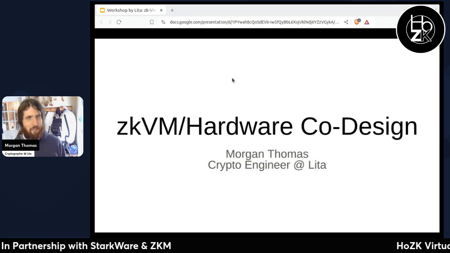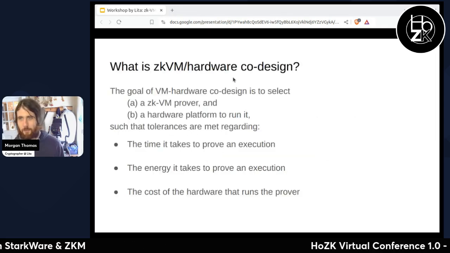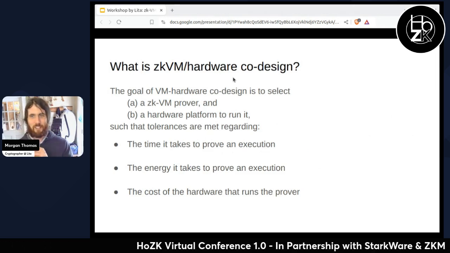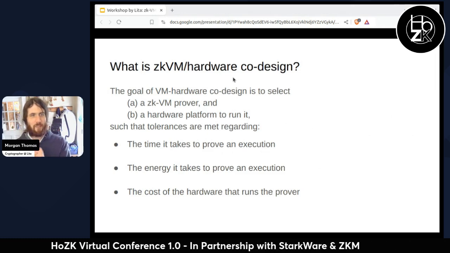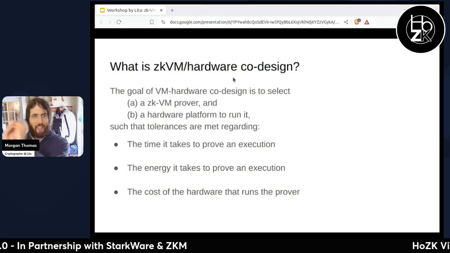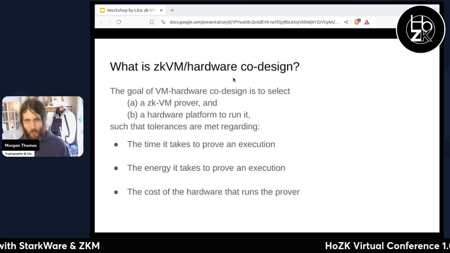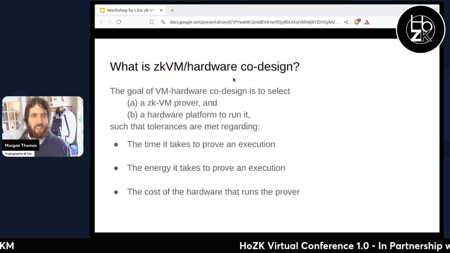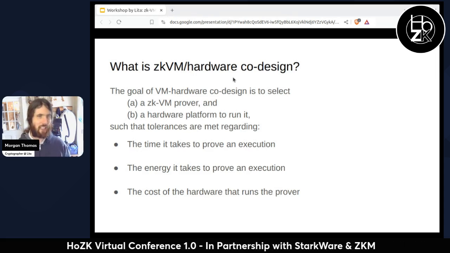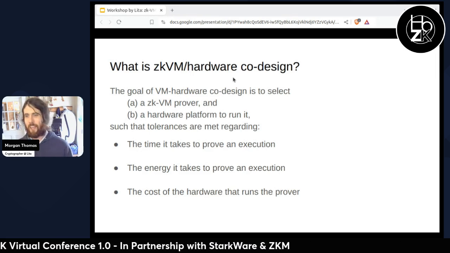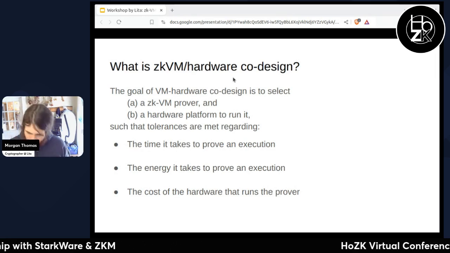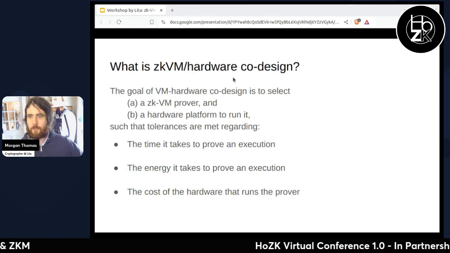This is about zkVM hardware co-design. So what are we talking about? The goal of this process is to select a prover, a zkVM, ISA, all of that, and a hardware platform to run the prover on, such that we optimize for the time it takes to prove an execution, the energy it takes, and the cost of the hardware that runs that prover.